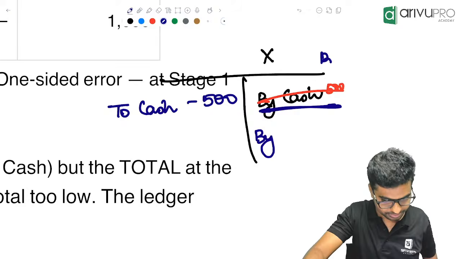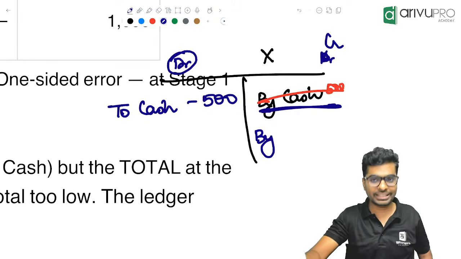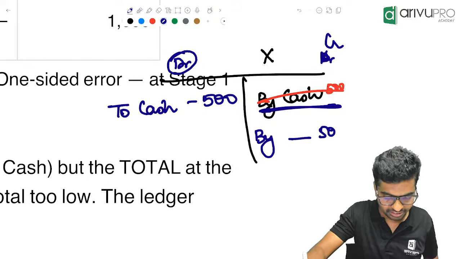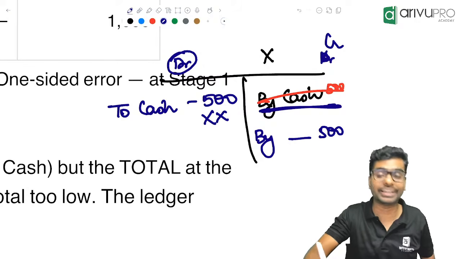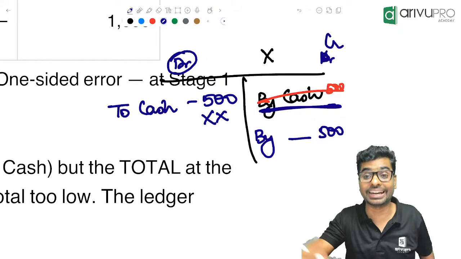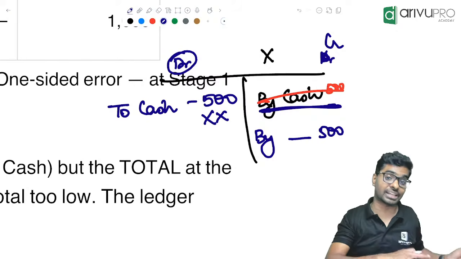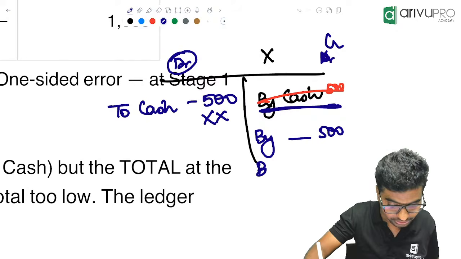Sorry, this is debit, this is 'By'. 500 first to cancel the entry. So I am going to be writing 'By' crediting the X account by 500. You will cancel the first error. Then again you will write 'By'.